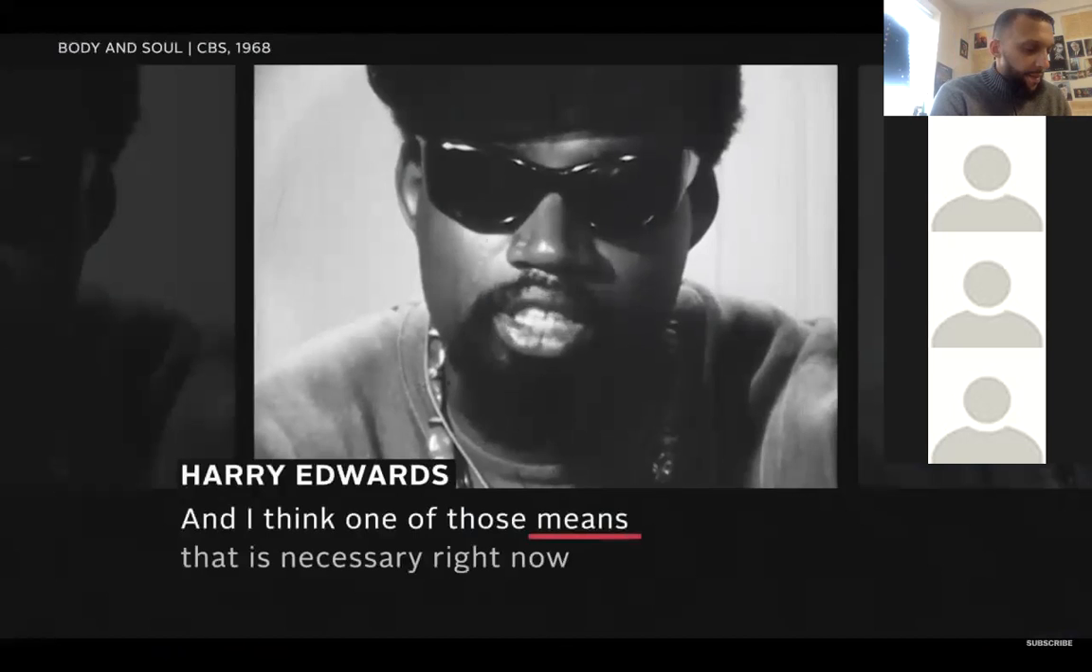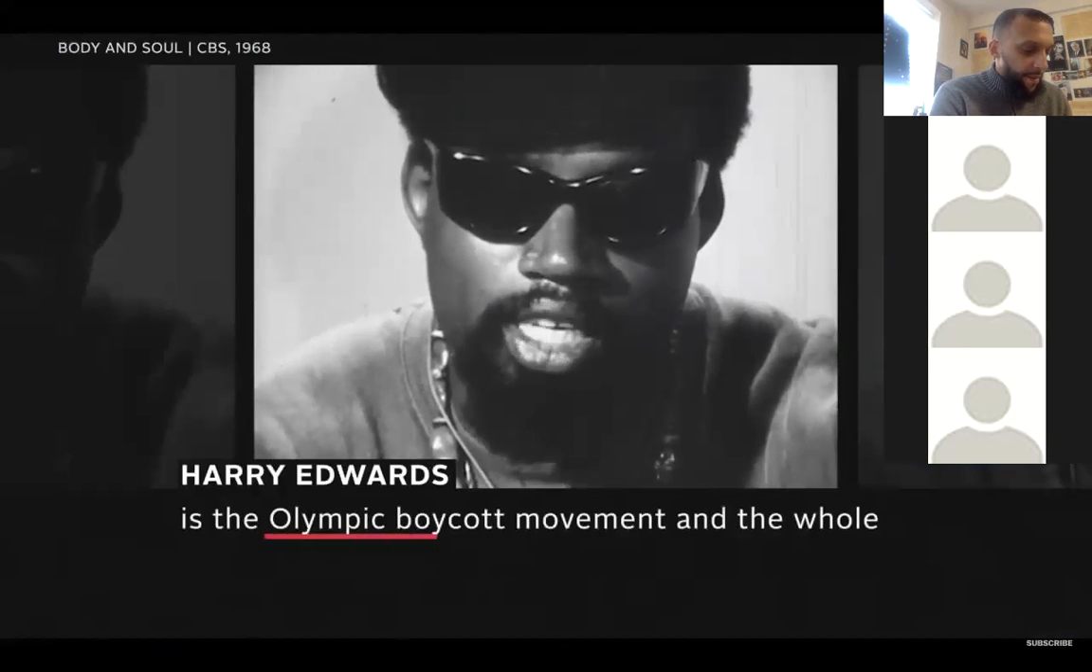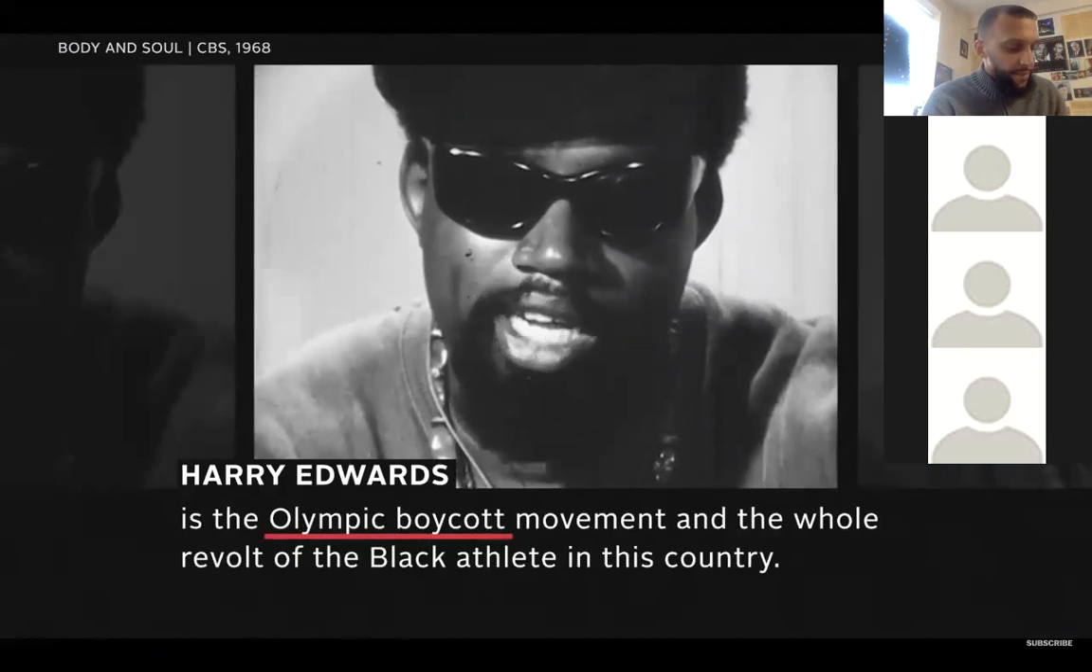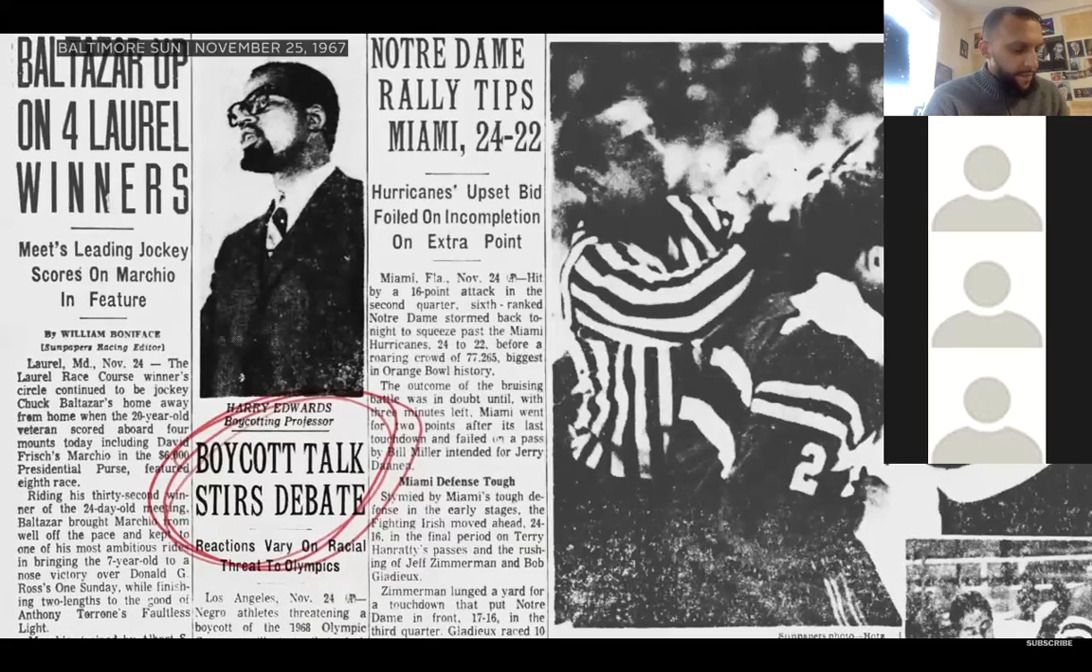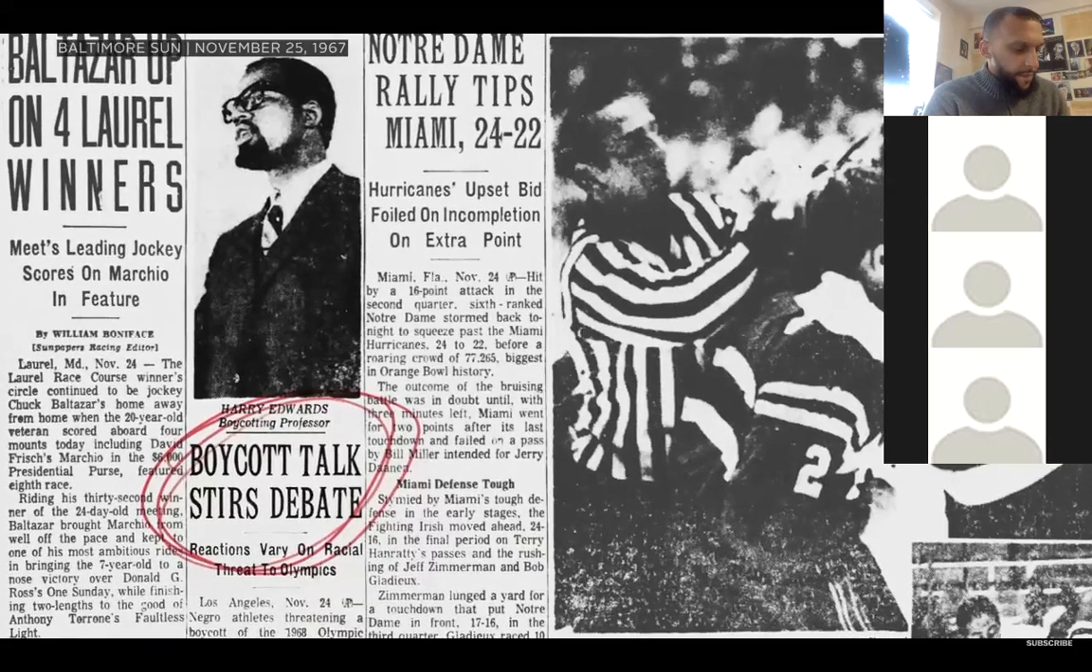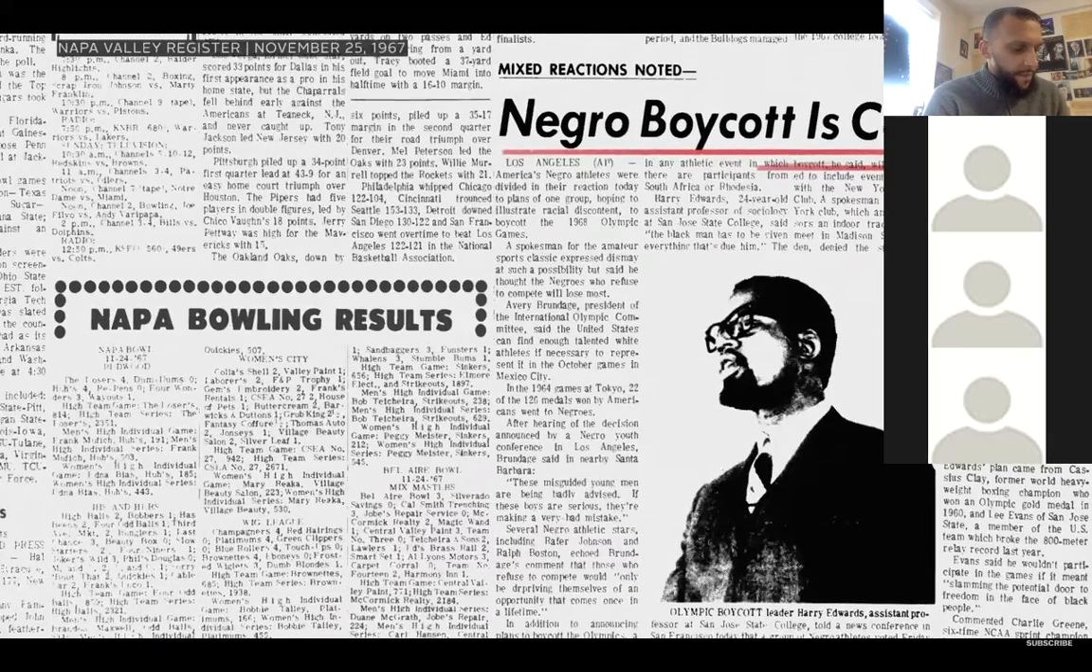And I think one of those means that are necessary right now is the Olympic boycott movement and the whole revolt of the Black athlete in this country.